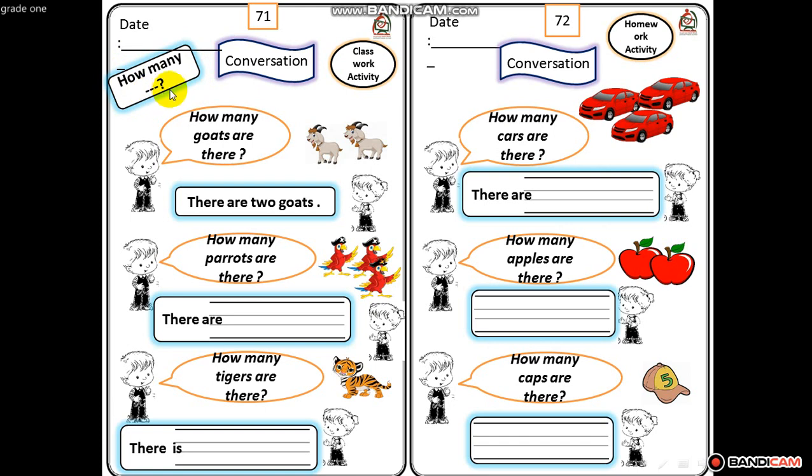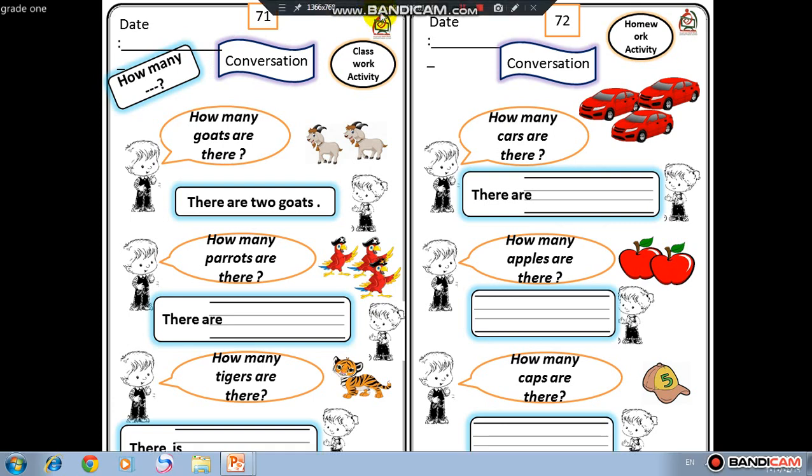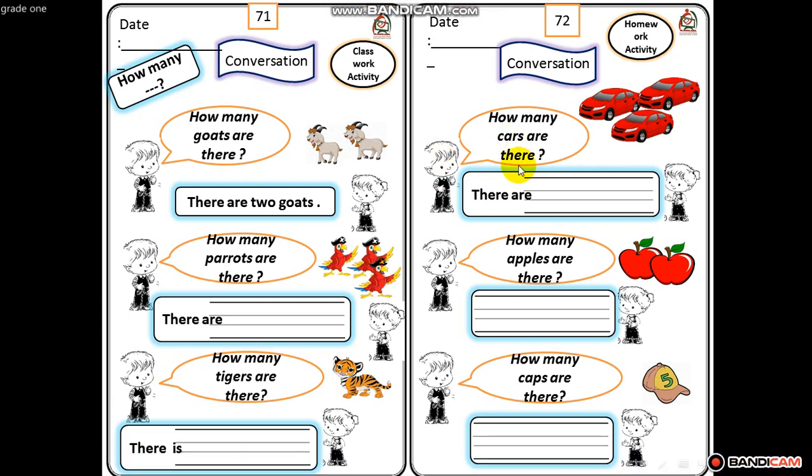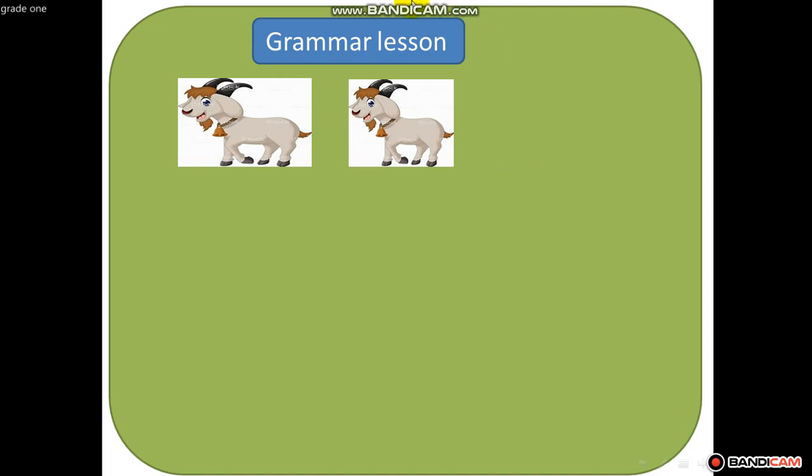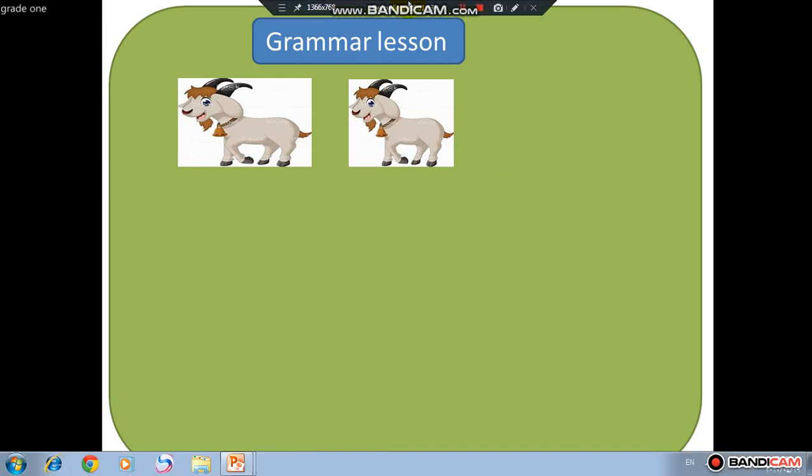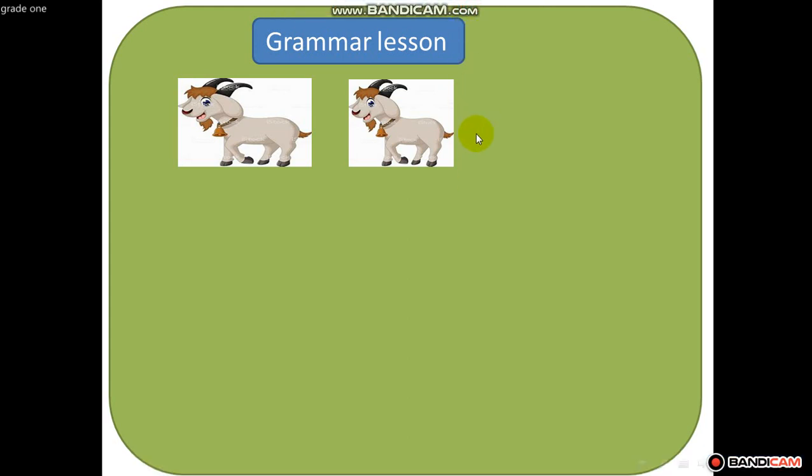What's meant by how many? To find out more, let's start our lesson. We use how many to ask about numbers. If you want to ask about the number of things or the number of persons, we are going to use how many.